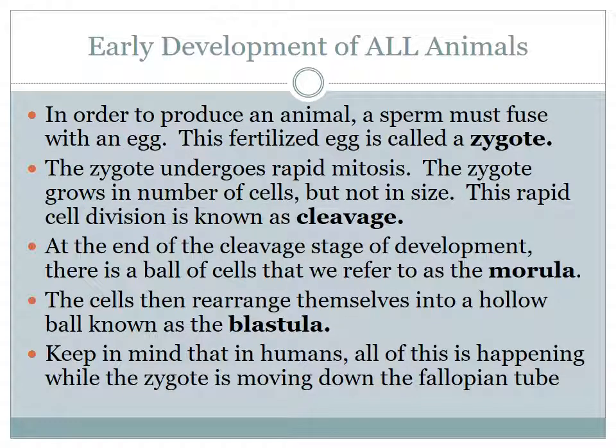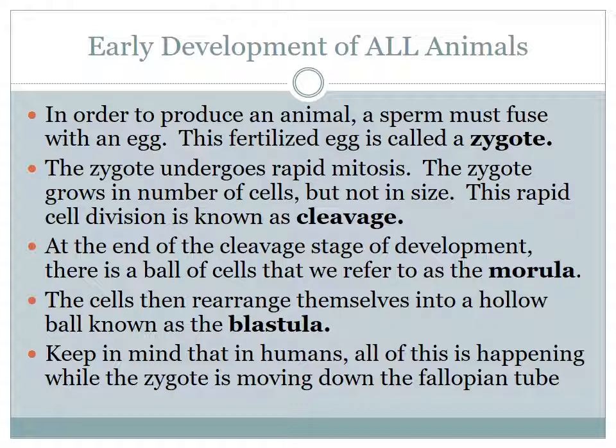Okay, so we're going to talk about the birds and the bees here for a few minutes. We're going to look at the early development of all animals. In order to produce an animal, a sperm must fuse with an egg. This fertilized egg is called a zygote. You should have learned that in biology. A zygote is going to undergo rapid mitosis. Remember, mitosis is cell division, creating exact copies of that fertilized zygote.